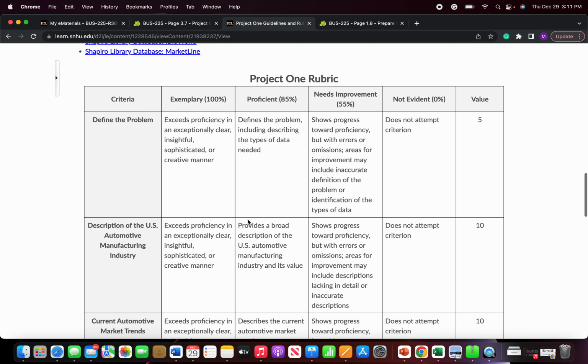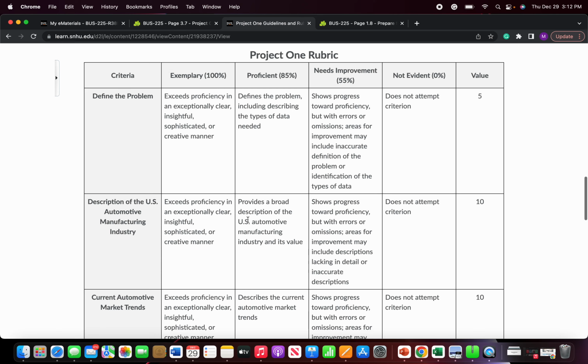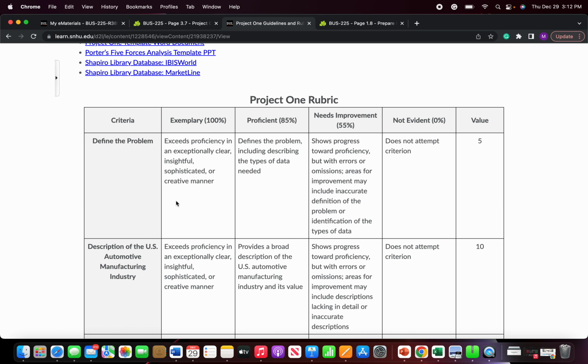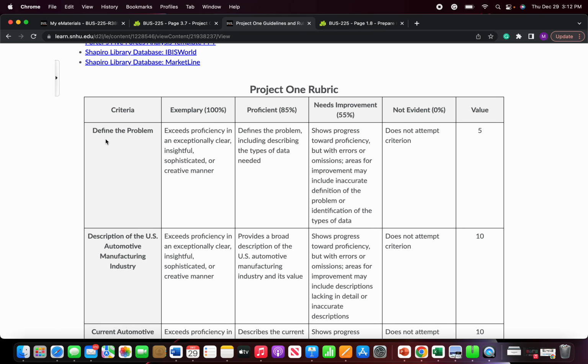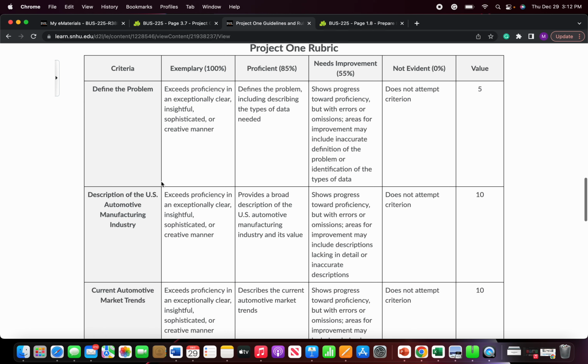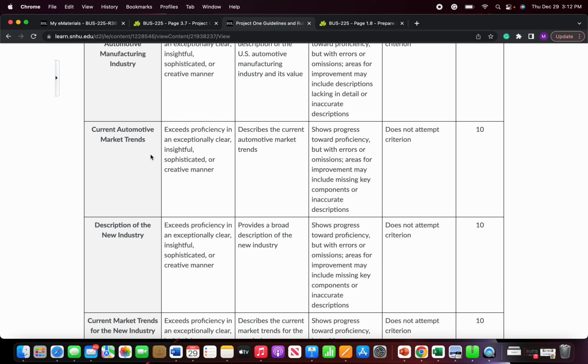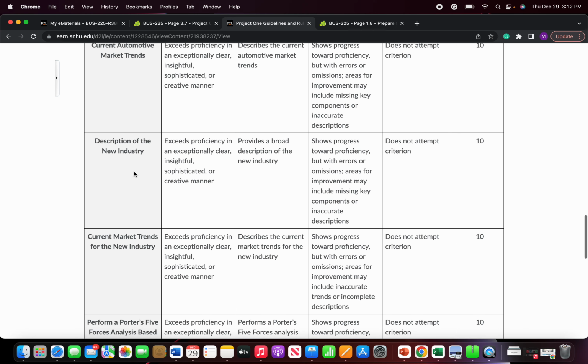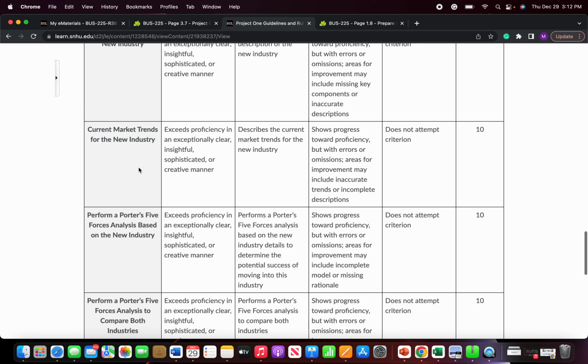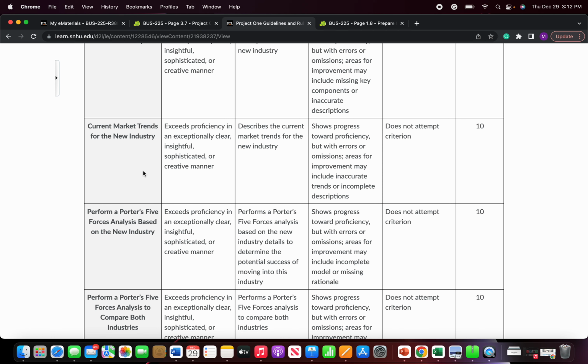And then remember that whatever you submit needs to address all of these topics. So you need to ensure you've defined your problem facing the automotive manufacturing industry. You've included a description of the U.S. automotive manufacturing industry. You've included current automotive market trends. You've described your new industry. You've included new trends impacting that new industry.